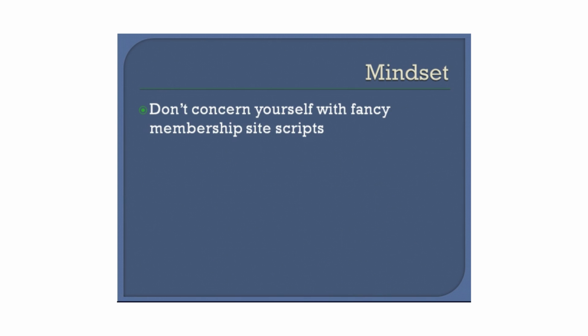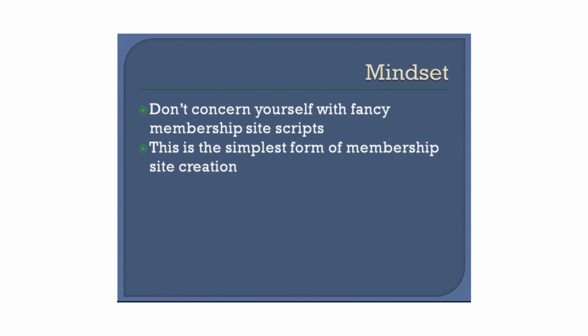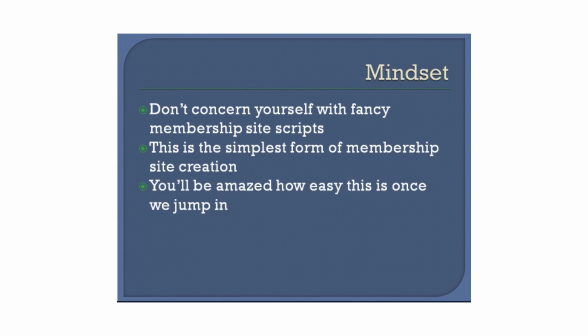So what I want you to do is just think, this is the simplest form of a membership site that you can create. A fixed term membership site integrated with Aweber, GetResponse, or any other autoresponder service. In fact, you're going to be amazed how easy this is once we jump in. And you might even think to yourself, wow, is this really it? So what I want to do instead of talk about it is just jump straight into it, talk about the tools you need, prepare you for everything so that we can begin to implement the fixed term membership site.